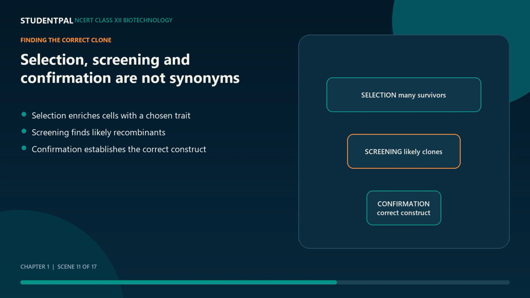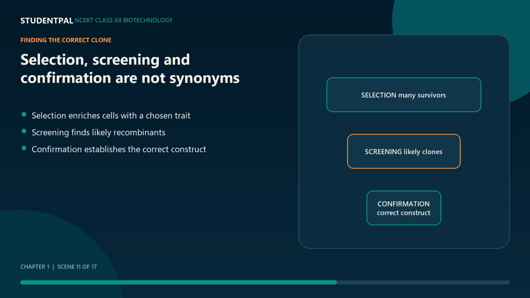Screening then examines selected colonies using a method such as insertional inactivation, colony PCR, probe hybridization, or diagnostic restriction digestion. This produces likely recombinants. Confirmation provides stronger molecular evidence, often including sequencing of the insert and junctions. Keep the questions separate. Selection asks, which cells carry the selected trait? Screening asks, which survivors are likely to contain the desired recombinant? Confirmation asks, is the construct molecularly correct?